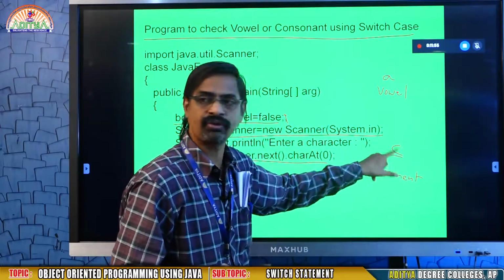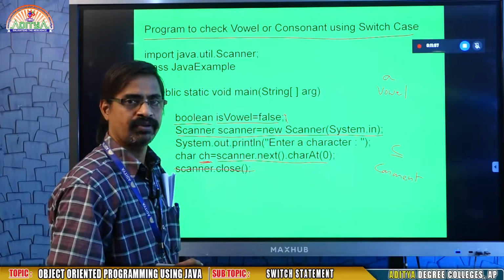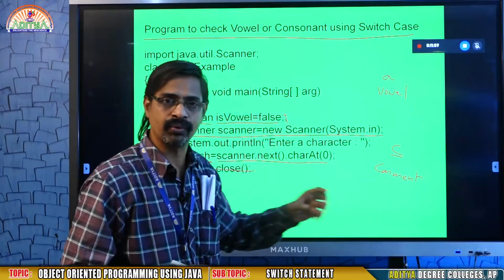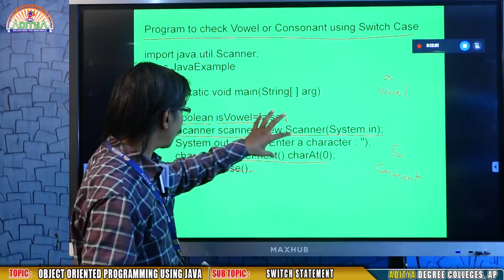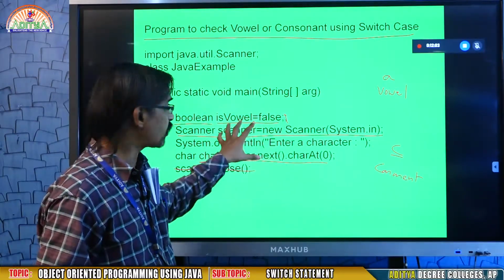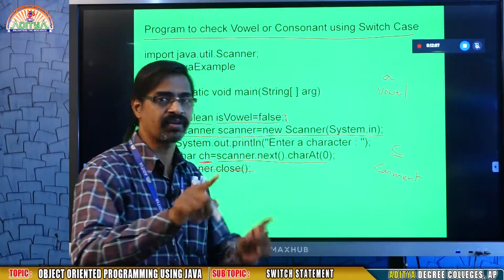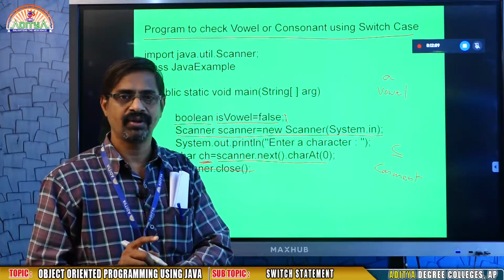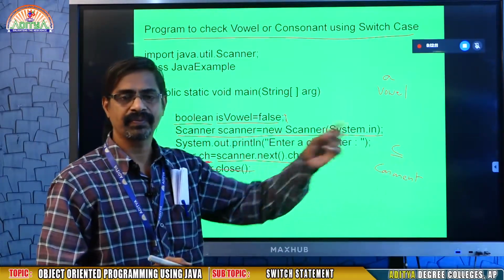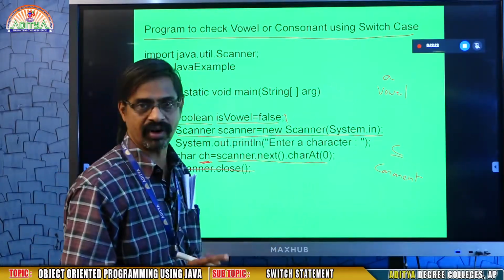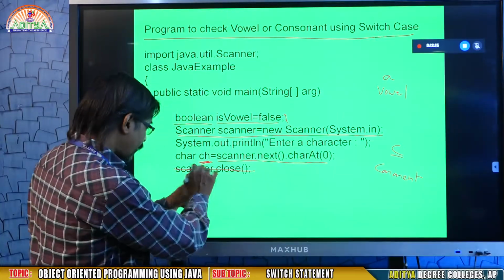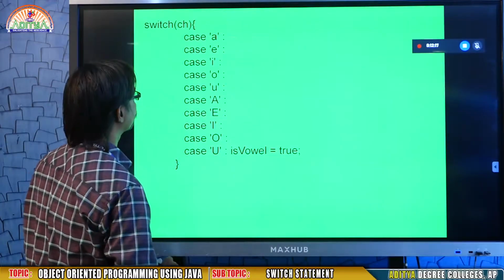Okay, if I am going to give C, C is not in A, E, I, O, U. So I never change isVowel. So what is the isVowel value? False. It means when isVowel is false, it is a consonant. When isVowel is true, it is a vowel. Okay. So how are we going to write this switch?